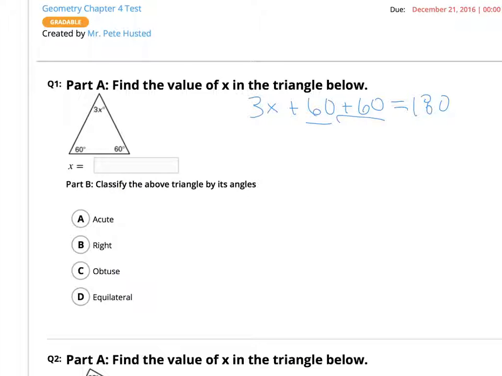On part B, then we are simply asking you to classify this triangle by its angles. So, is it an acute triangle? Is it right? Is it obtuse? Or is it equilateral? Okay? So choose which one is most appropriate for number 1B.